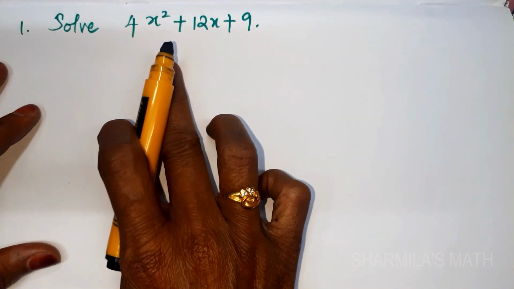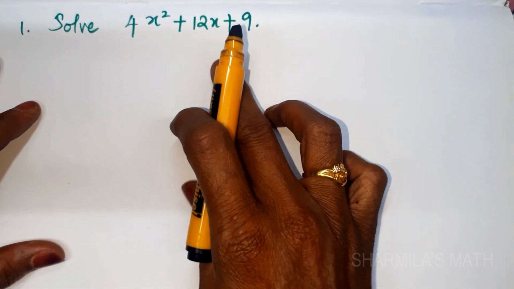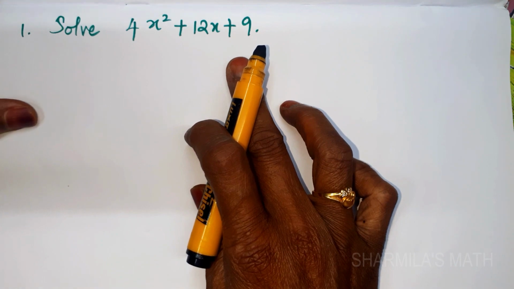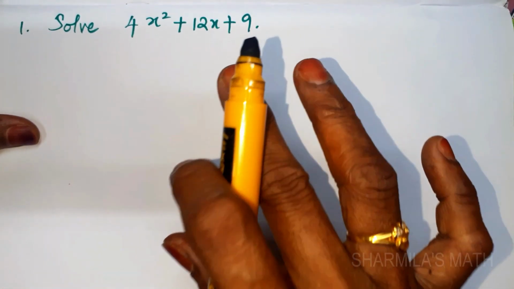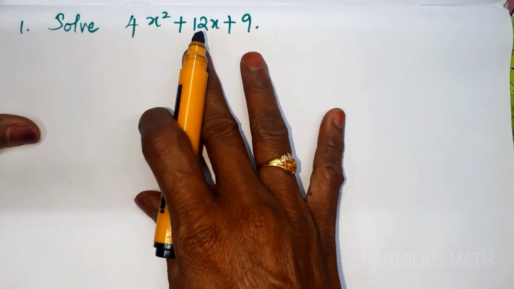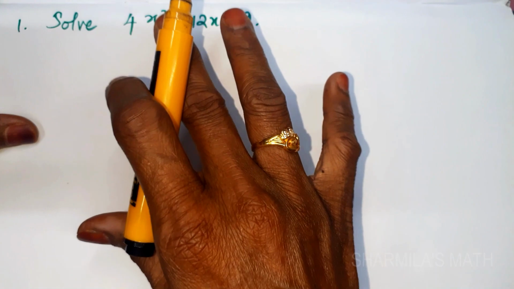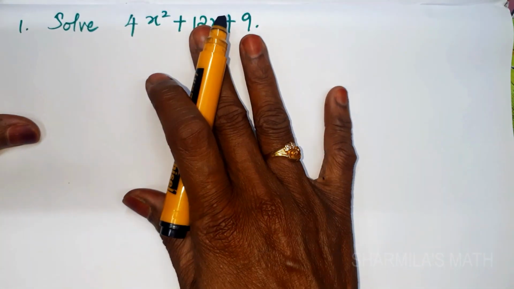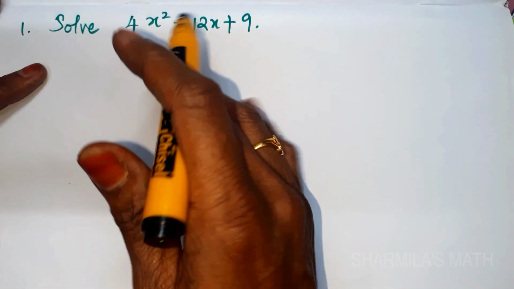This is the first problem we have. We are going to solve the equation 4x squared plus 12x plus 9. If you are able to factorize this, you can do it, okay, but here we are not going to factorize it. We are going to use the formula method. In some problems we are not able to factorize, so in those places you strictly have to use this formula method. This one can be factorized also, but I have taken this and I am going to solve it using the quadratic formula method, okay.